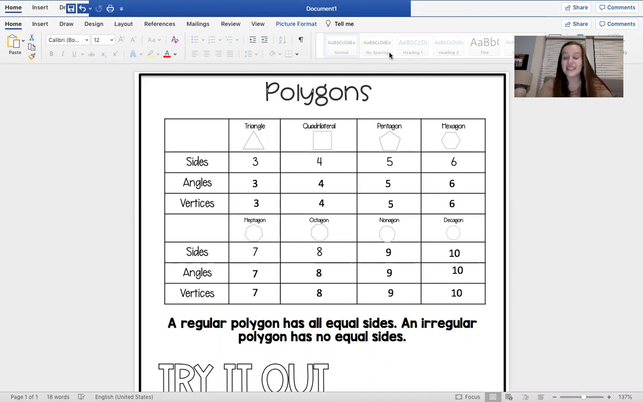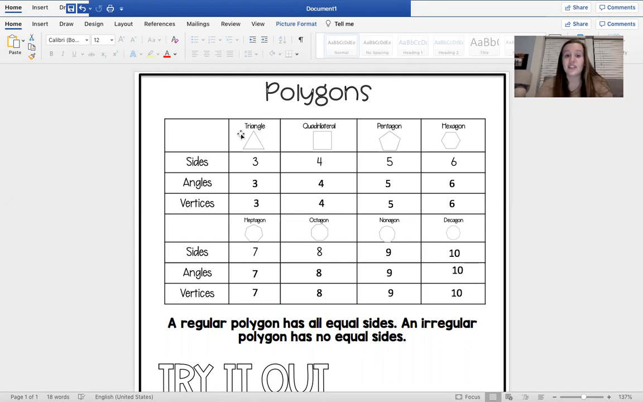So, what that means is that we're going to look at some different polygons. We're going to look at how many sides, angles, and vertices they have. Then, we're going to learn what a regular polygon is, what an irregular polygon is, and we're going to practice identifying some shapes. And then, you're going to practice some on your own as well. So, let's jump right in.